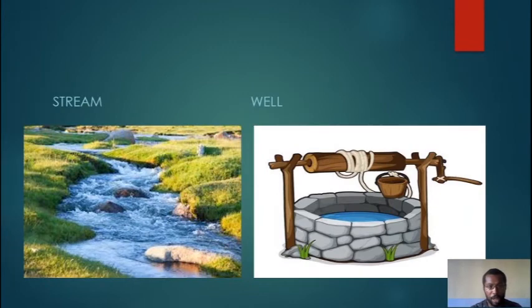A stream. Now, you can see there is a difference between a stream and a river. Now, a river is bigger than a stream. You could see the size of that river and you could see the size of the stream. The river is bigger than a stream. And you can see that a stream is also another source of water. So you can see that sometimes when we go to our hometowns, to our villages, you see that some people go down to the stream to get water. So a stream is also a source of what?